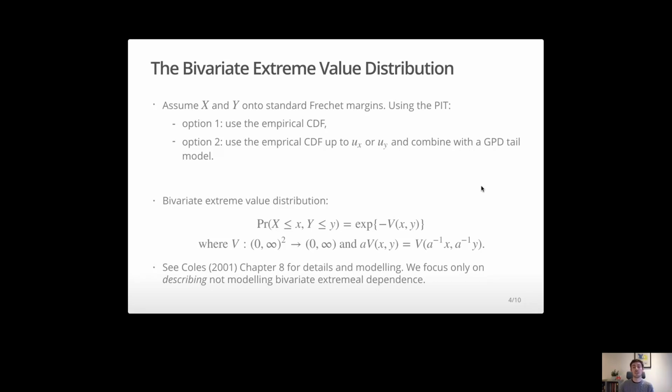This isn't going to be particularly useful when we start considering very large values of X and Y, because our sample only goes up to a certain point. What we can do instead is to combine a main body empirical CDF up to some threshold in each of X and Y, and then fit a GPD tail model to each of them in order to construct a combined body and tail model for each random variable. Using that combined CDF, we can apply the probability integral transform and obtain our observations on standard Frechet margins.